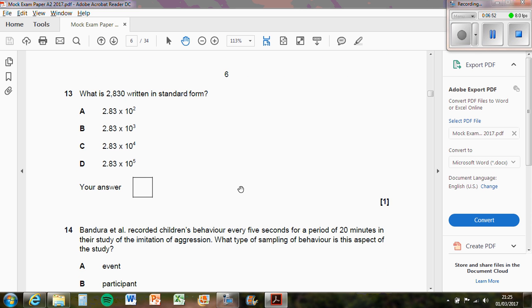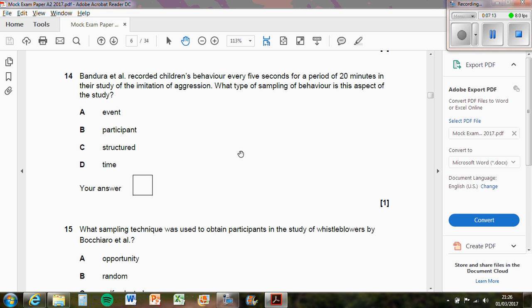13, what is 2,830 written in standard form? So if we imagine there's a decimal here, it's 1, 2, 3. So it's 2.83 times 10 to the power of 3. So it's B, that's the correct answer.